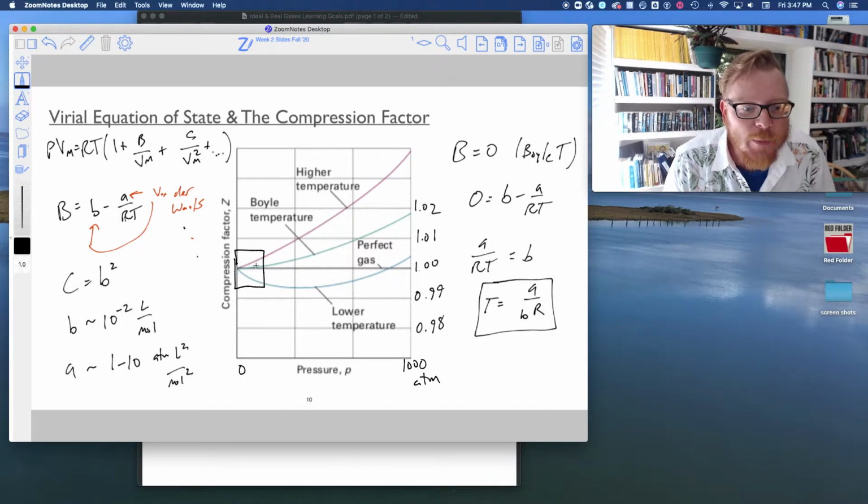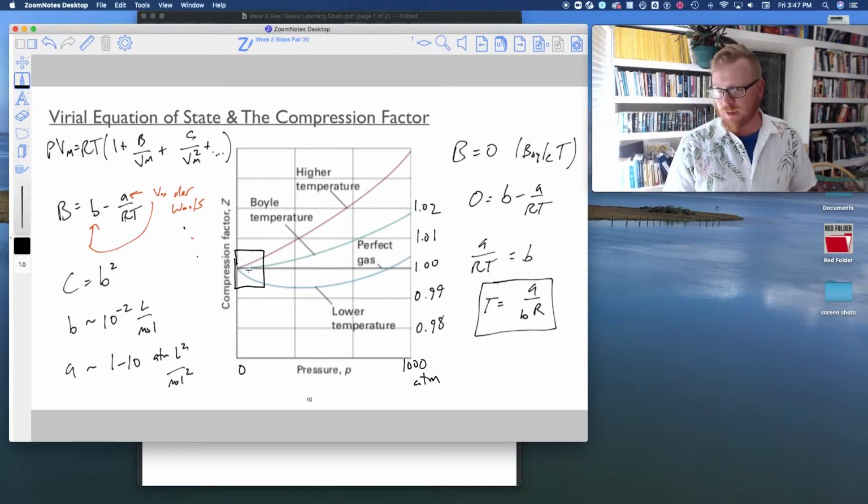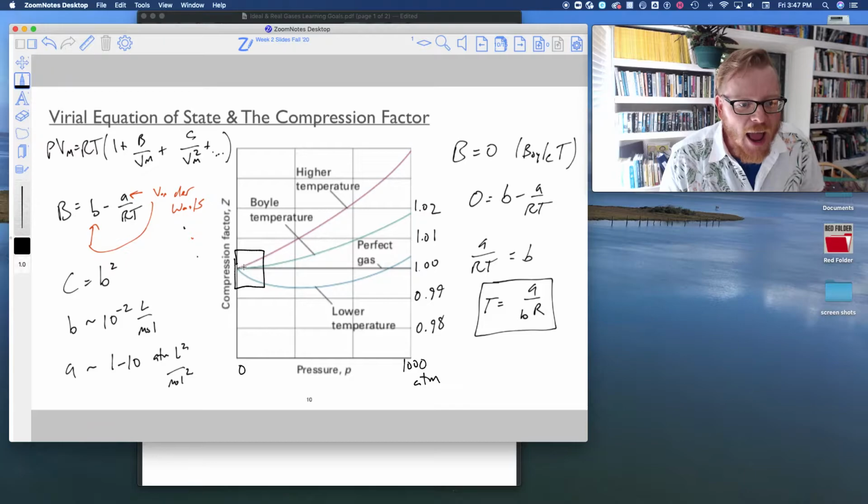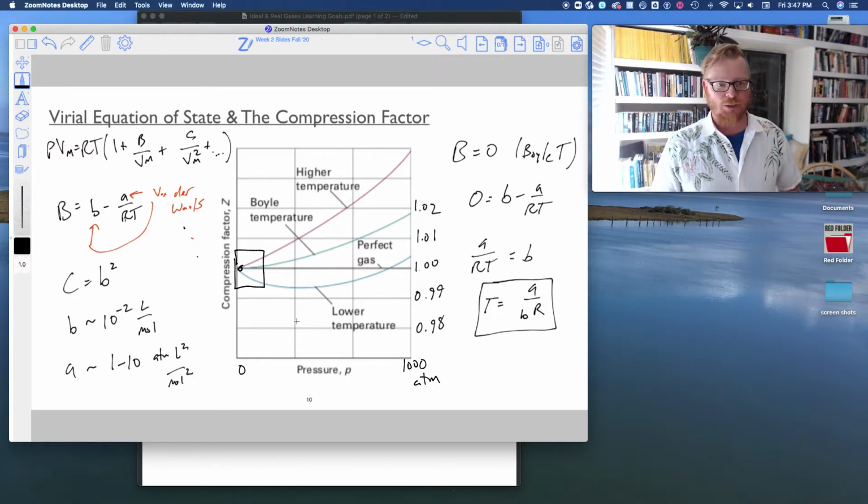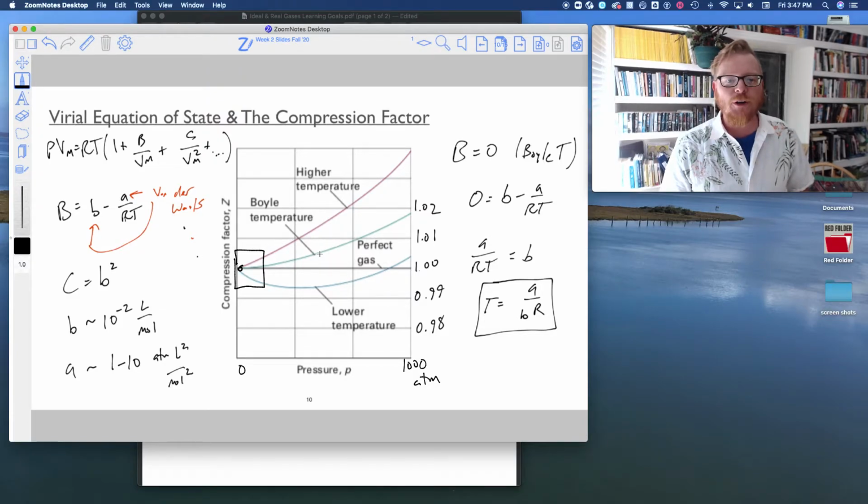So if we zoom in on this area, this is the kind of pressures that we deal with, right? 1 atmosphere is right here, right? That tiny little pressure, okay? And at the Boyle temperature, it's behaving as a perfect gas. Anything above the Boyle temperature, and it wants to expand, right? Bigger compression factors. Anything below the Boyle temperature, and it wants to compress.